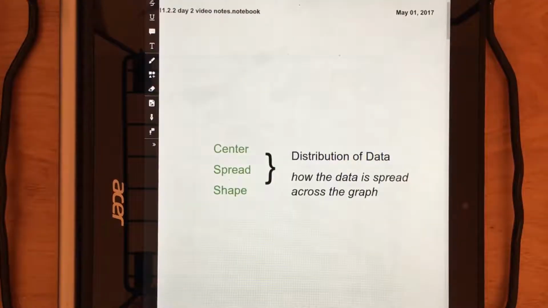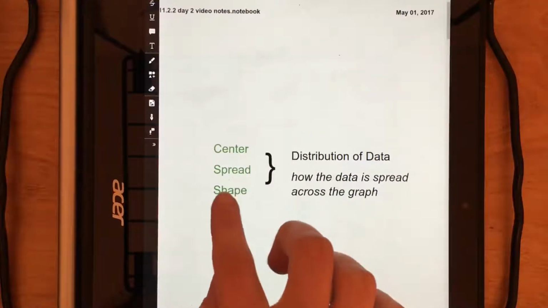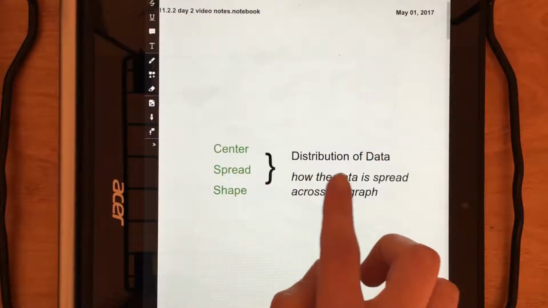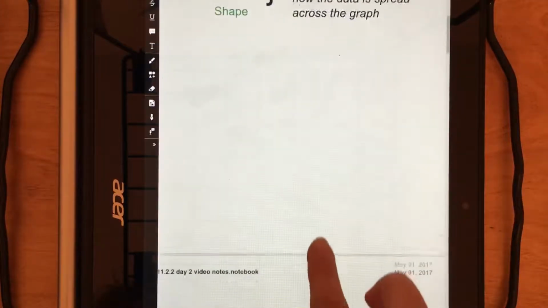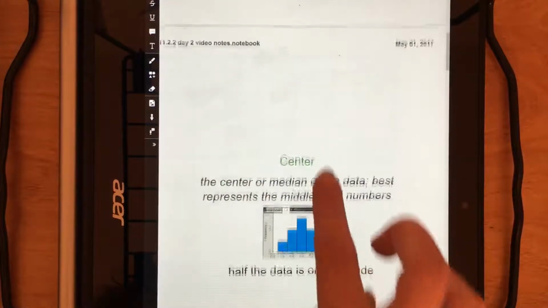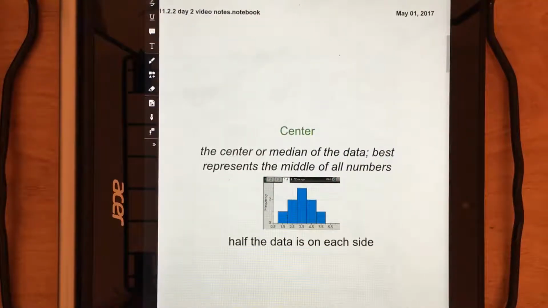So the first 3 names of things, center, spread, and shape, all describe the distribution of data, or how the data is spread out across the graph. So those all 3 do the same exact thing, but they are found using slightly different things. They're a little different, but they all represent how far they're spread out. So the first one we'll focus on is center.